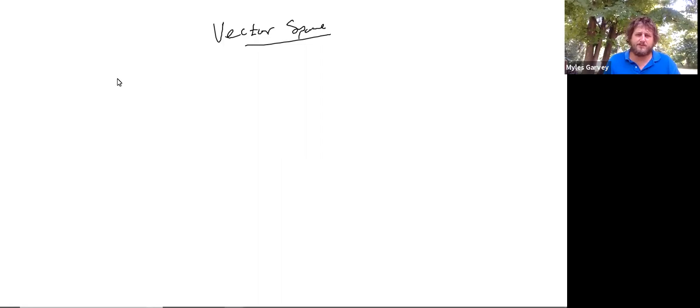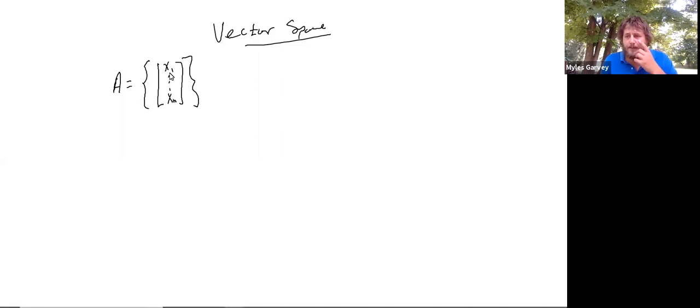So remember that if we have a set A of n-dimensional vectors, such that all of these are in the real numbers, we say that A is a vector space. However, we defined this set of vectors, if two things hold true.